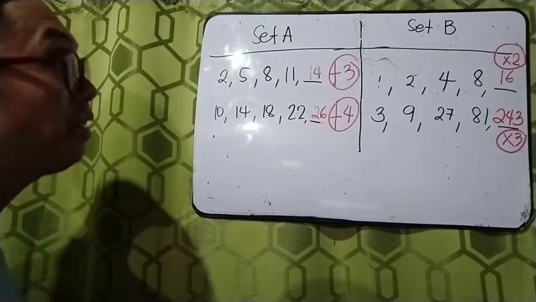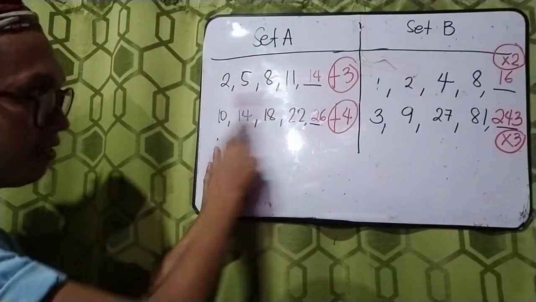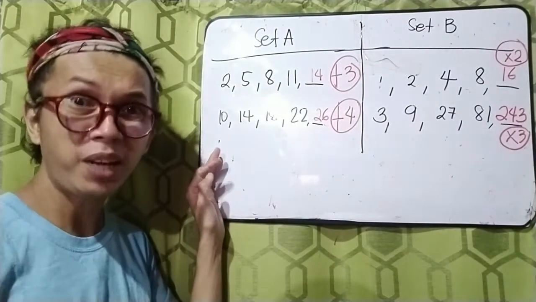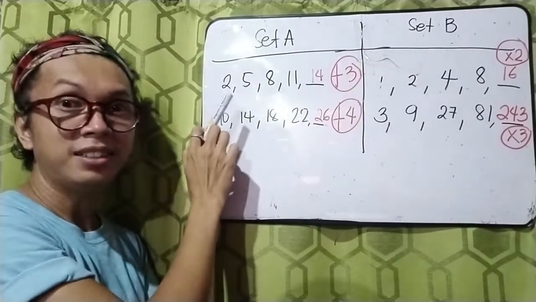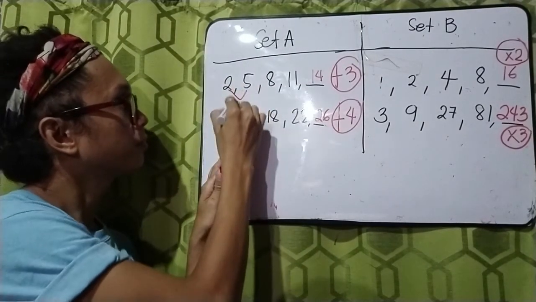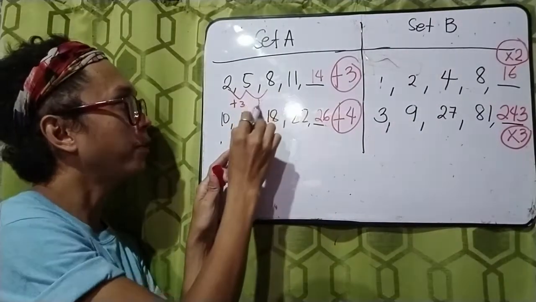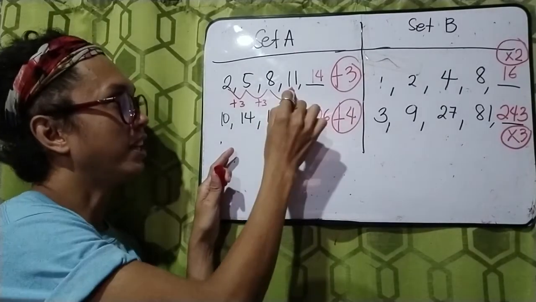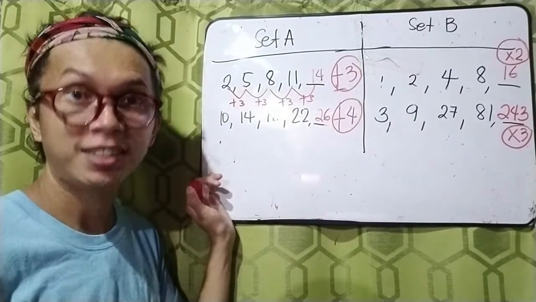As you can see, in set A, our rule in the first sequence is by adding 3. Why adding 3? Because we get the next term by adding 3. So for example, 2 plus 3 is equal to 5. Then 5 plus 3 is 8. Then 8 plus 3 is 11. Then 11 plus 3 is 14. So that's why plus 3.